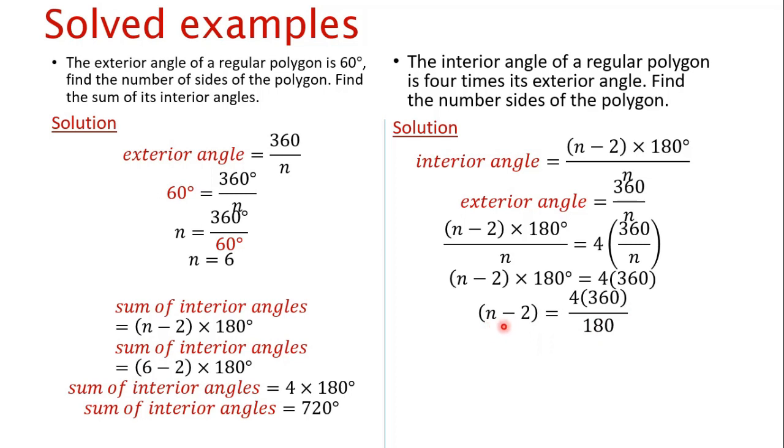So 4 multiplied by 360 over 180. We cancel this 180 with this 360, and then we are getting 2. So n minus 2 equals 4 multiplied by 2. 4 multiplied by 2 we know is 8. And so n equals, this negative 2 crosses the equal to sign and changes to positive 2. And so n equals 8 plus 2, and that gives us 10. So the polygon has 10 sides. Yes, it's a regular polygon. It has 10 sides.